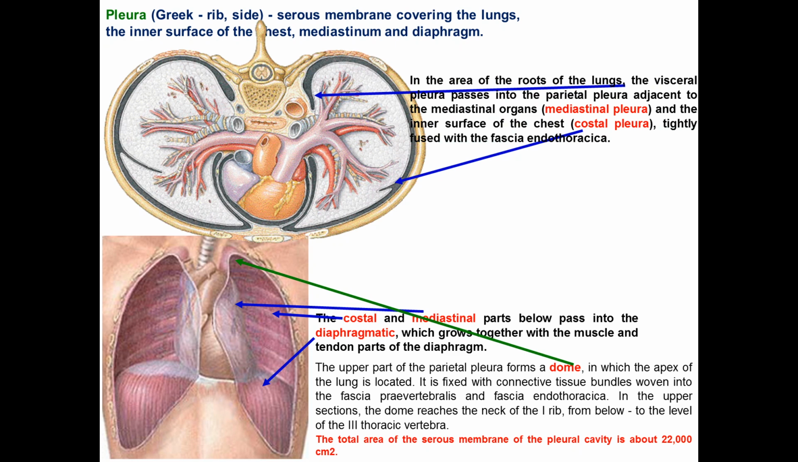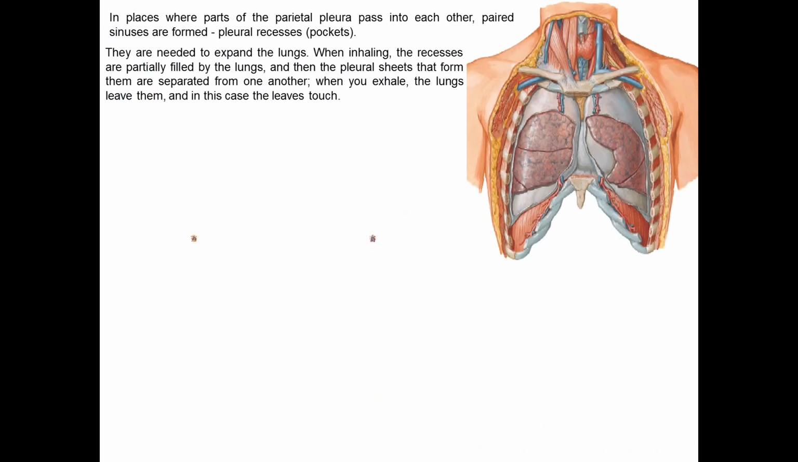In the area of the roots of the lungs, visceral pleura passes into parietal pleura. There are several parts of parietal pleura: mediastinal pleura, costal pleura, diaphragmatic pleura, and here you see the dome of the pleura in which the apex of the lung is located. The total area of serous membrane of the pleural cavity is about 22,000 square centimeters.